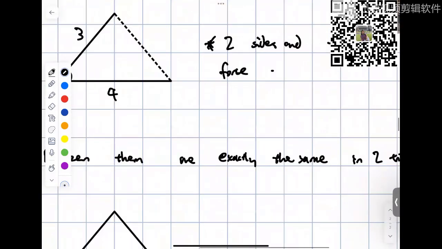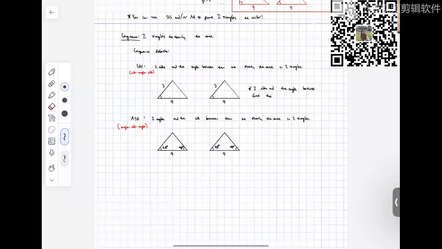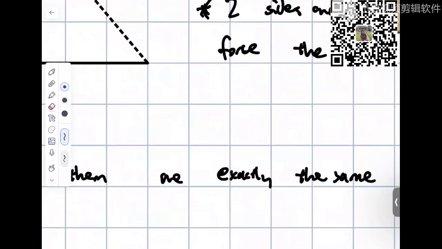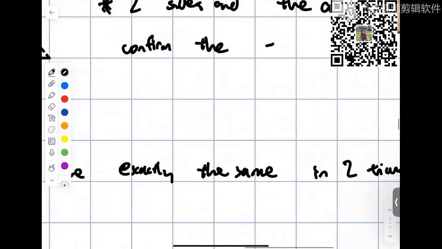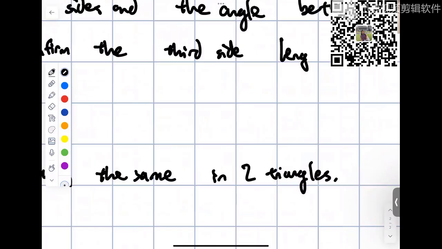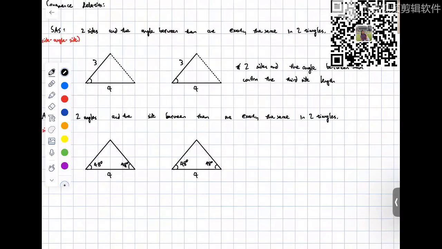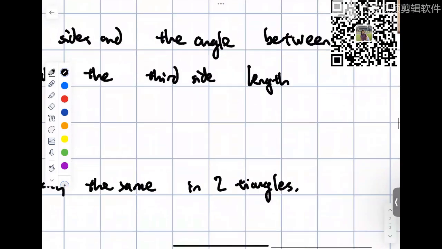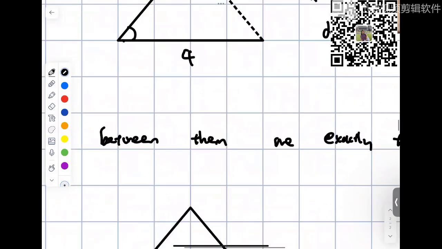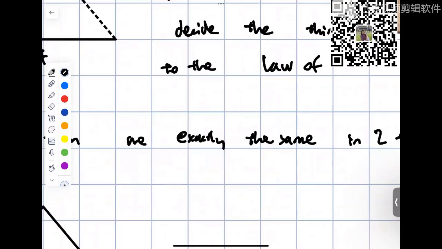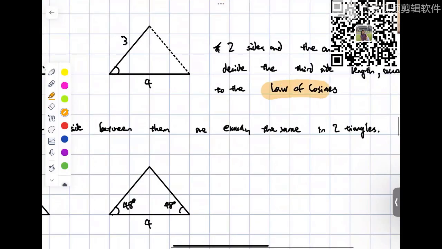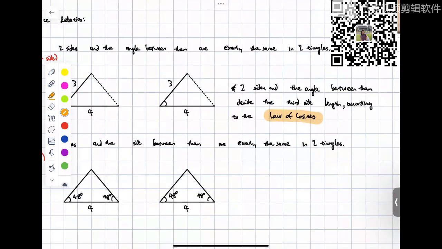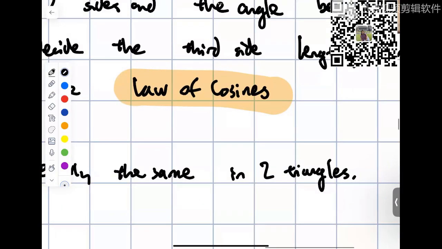Well, I wouldn't say force. Two sides and the angle between them confirm the third side length, according to the law of cosines. I'm just gonna highlight this. Because of two sides and the angle between them, the third side length follows. If the two sides are the same and the angle between them is the same, then the third side length will be the same. And I can just write this.